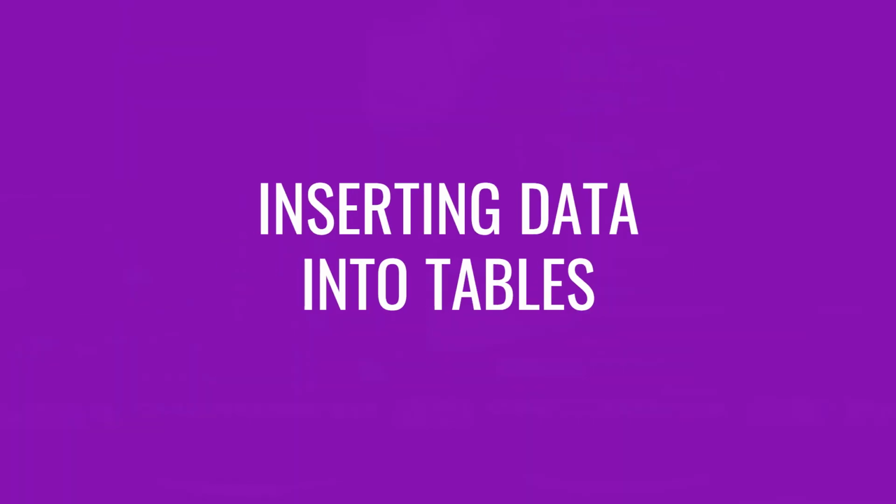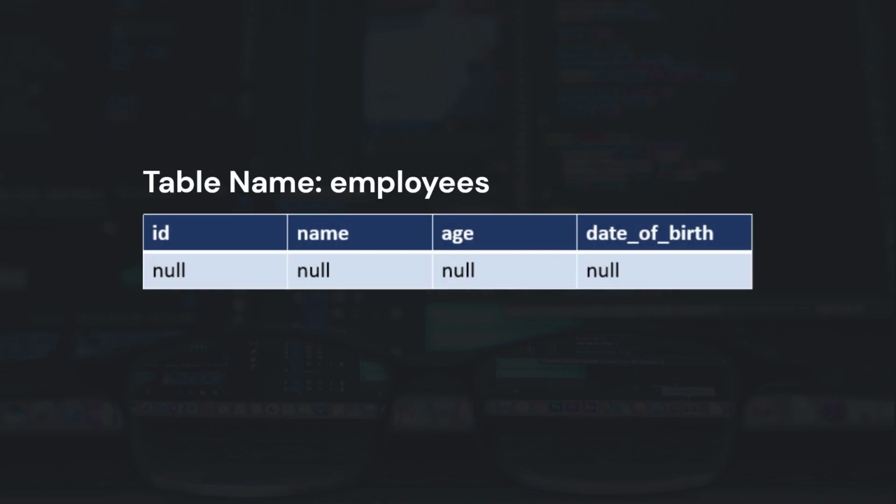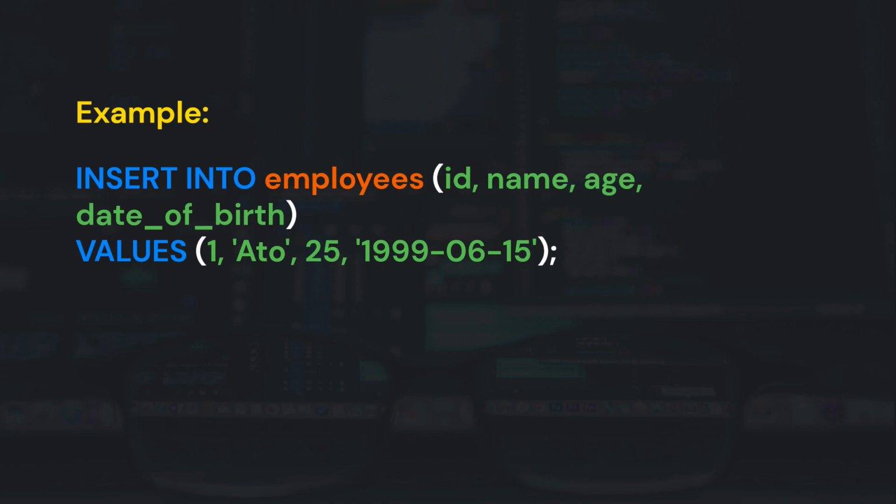managing databases. Once our table is created, the next step is to insert data into it. In SQL, we use the insert into statement to add new records. Let's start by inserting a single row into our employees table. Here, we specify the table name, followed by the column names in parentheses, and then use the values keyword to provide the actual data in the same order.